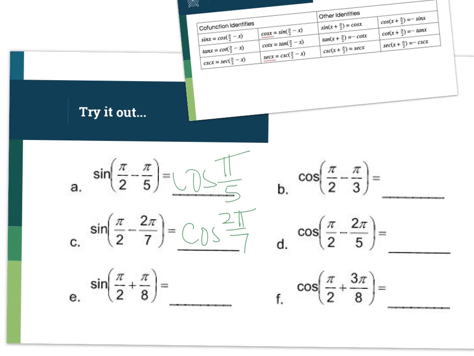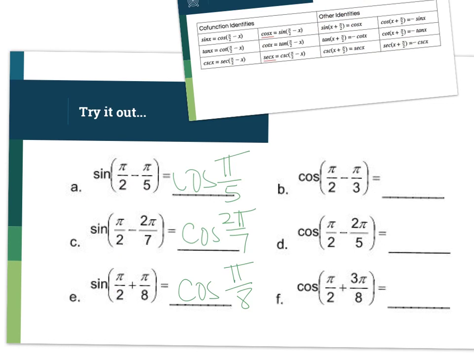The last one is a little bit different. It's actually using the adding properties. So sine of pi by 2 plus some angle, we'll see that right here, is equal to the cos of that angle. So in this one then, I would say that sine of pi by 2 plus pi by 8 would be equal to the cos of pi by 8.